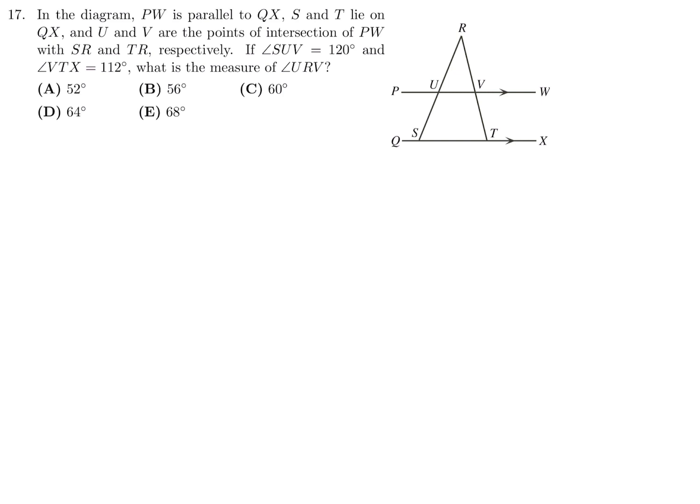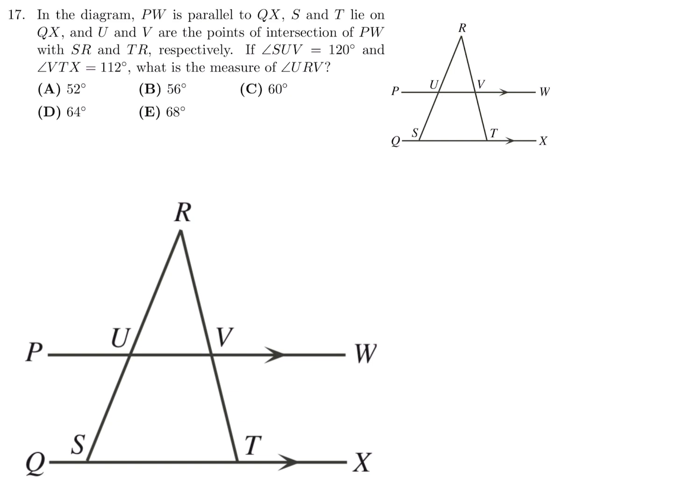In the diagram, PW is parallel to QX, S and T lie on QX, and U and V are the points of intersection of PW with SR and TR respectively. If SUV is 120 degrees and VTX is 112, what is the measure of URV? All right.